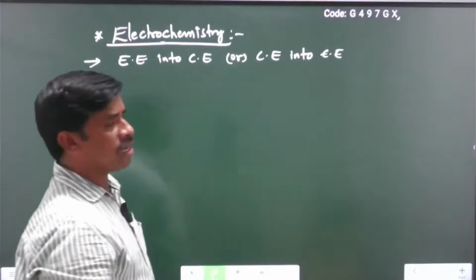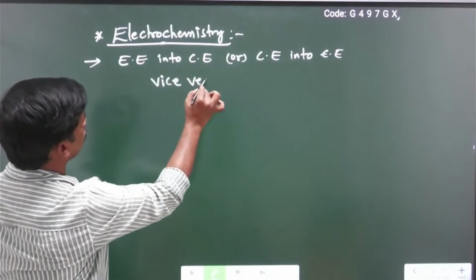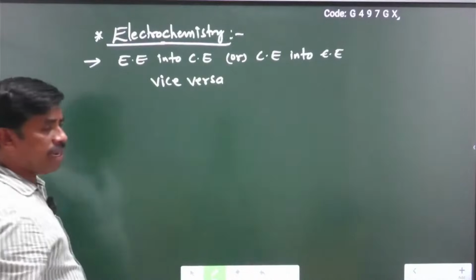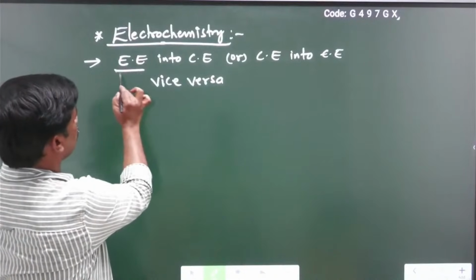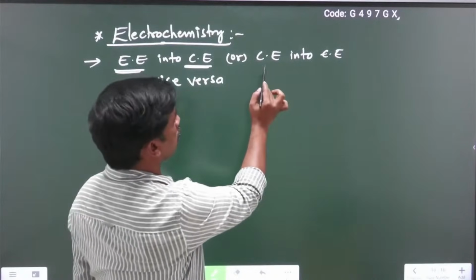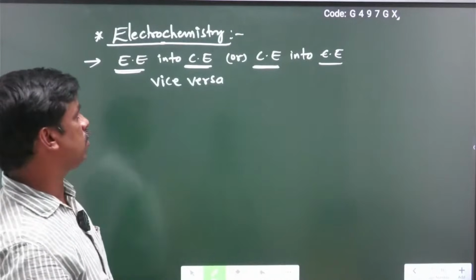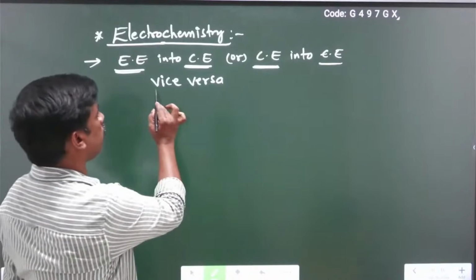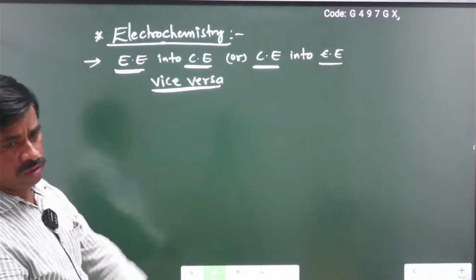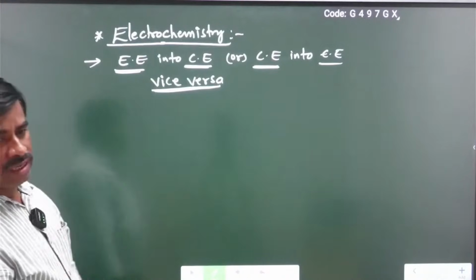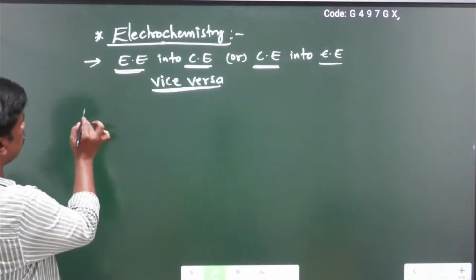Chemical energy into electrical energy, and the reverse, is also called vice versa. In electrochemistry, either electrical energy is converted into chemical energy, or chemical energy is converted into electrical energy. This phenomenon goes on in electrochemistry. I am not going to give a complete in-depth introduction; I will discuss what is in the syllabus.